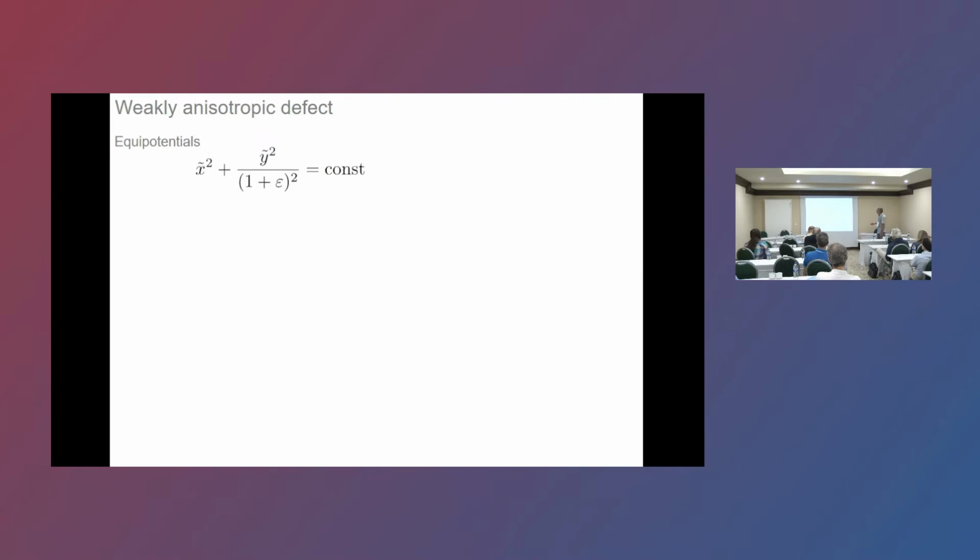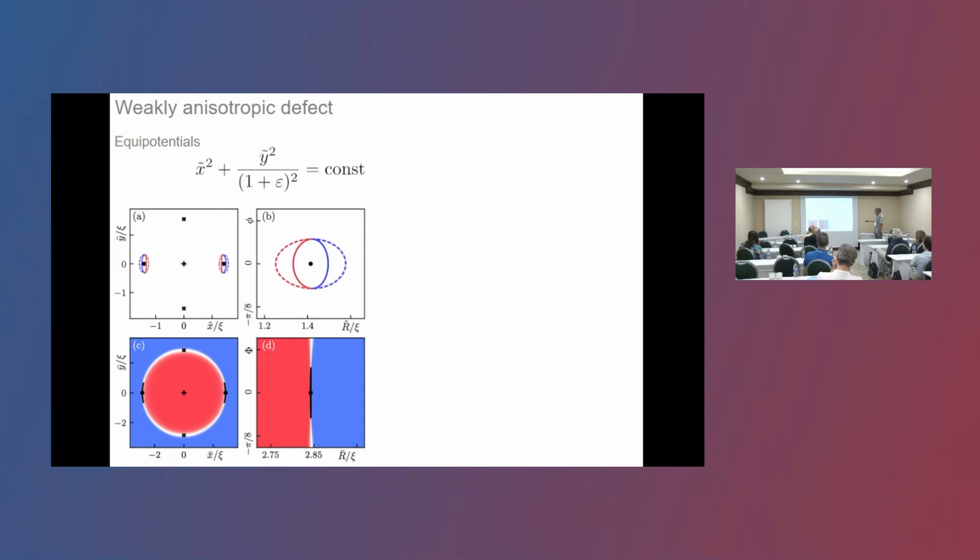Now, one question is, if we take the anisotropy to 0, how do we go from these ellipses to a ring? For this one can consider a weakly anisotropic case where epsilon is small, so it's almost an ellipse, which is almost a circle.